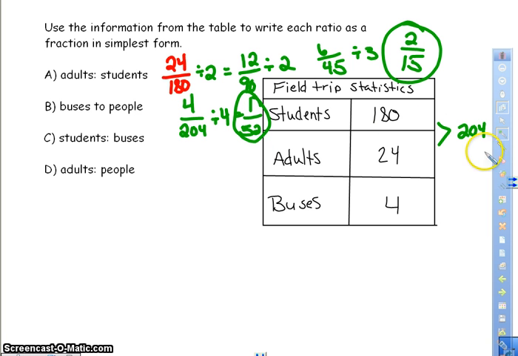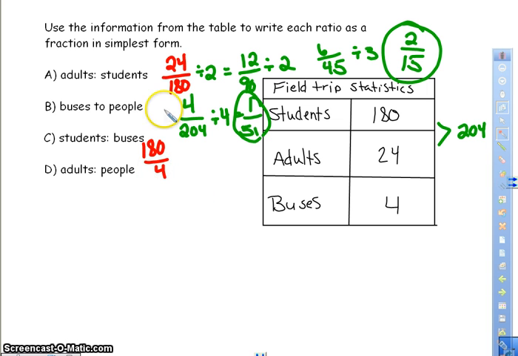Well, I'm sorry, over 51. I apologize. So there's 1 bus for every 51 people. Okay, students to buses. So 180 students, and there are 4 buses.